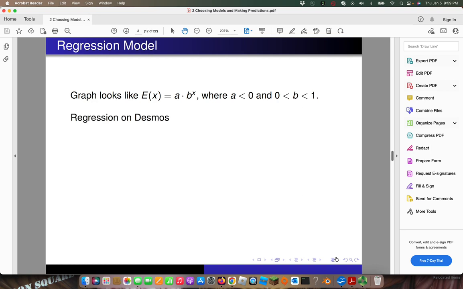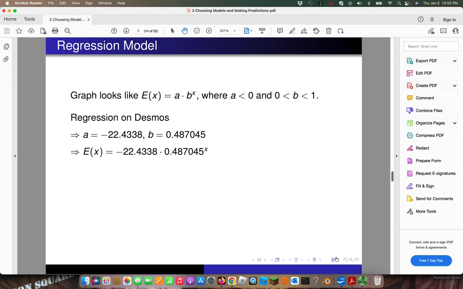So now, if we've done our regression on Desmos, we found our a and our b value that gives us our best possible fit, and we can now put that into our exponential function. Our f of x is going to be negative 22.4338 times 0.487045 to the x power. And again, now that we have our regression model, we can use that to make predictions about our data. So again, as we mentioned before, our r squared is very close to 1. That indicates we have a good fit. And now we can go ahead and start making predictions.